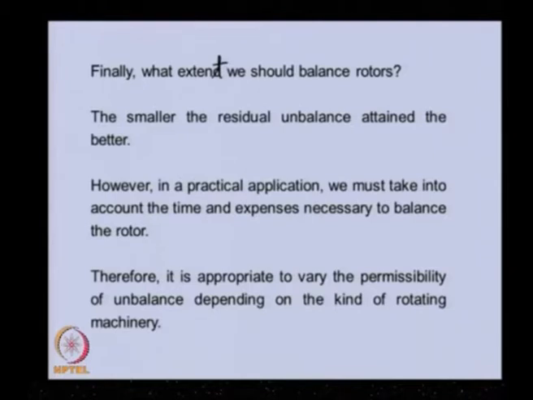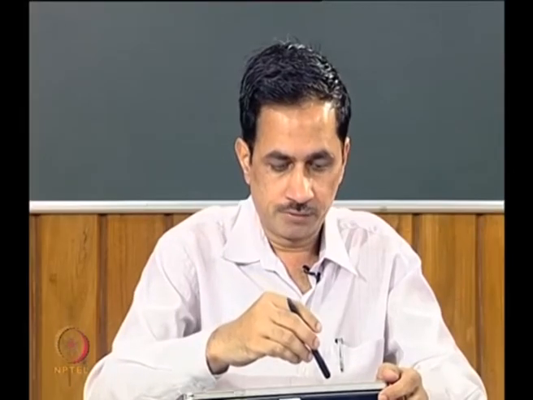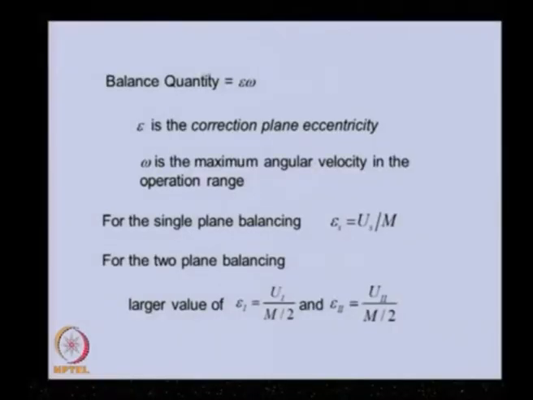However, in practical application, we must take into account the time and expenses necessary to balance the rotor. That is very important in industry. Therefore, it is appropriate to vary the permissibility of unbalance depending upon the kind of rotating machinery. So we are defining a term balance quality, which is epsilon into omega, where epsilon is the correction plane eccentricity, and omega is the maximum angular velocity in the operating range of the rotor.